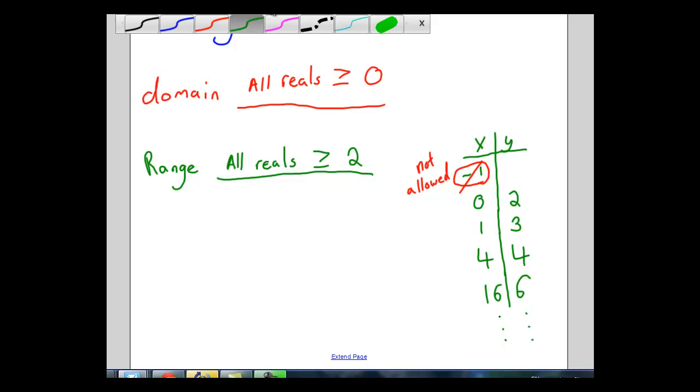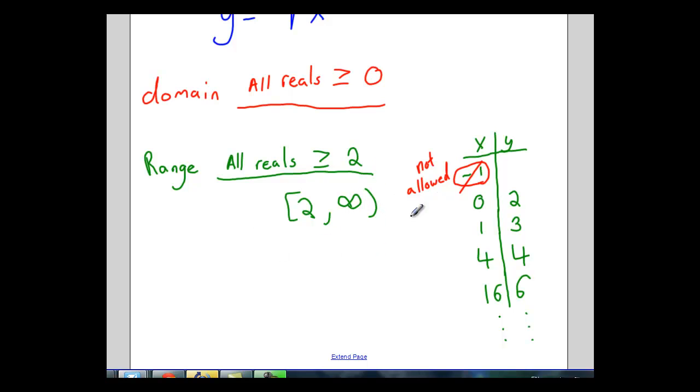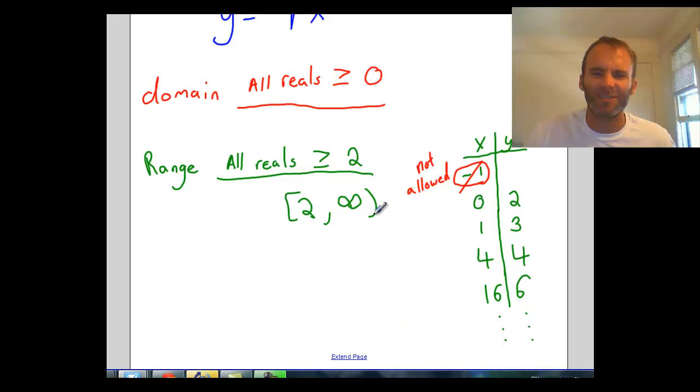The way of writing that is you're saying all the way from 2 to infinity. And this is a different notation that you guys aren't required to write in, but I'll explain this in class as well. But this says from 2 all the way to infinity. And the open bracket means it never actually reaches infinity. The closed bracket means it does land on 2.